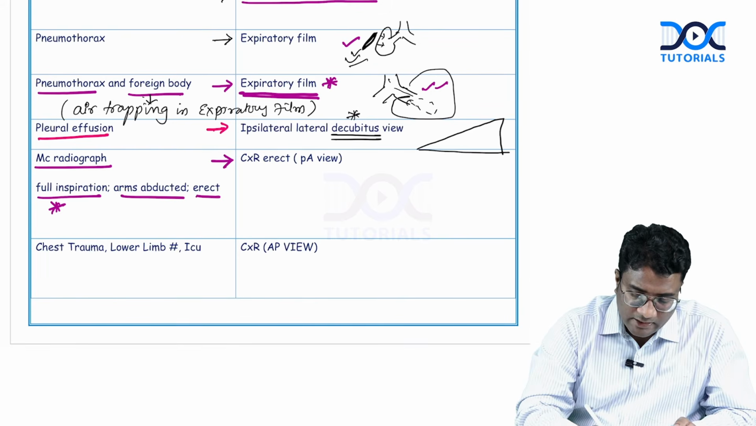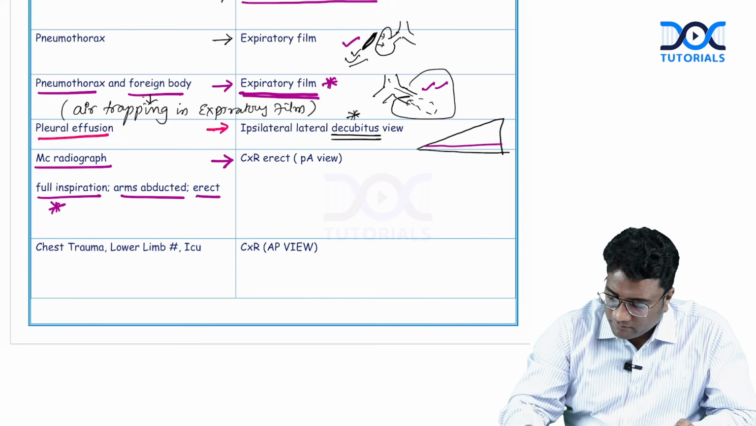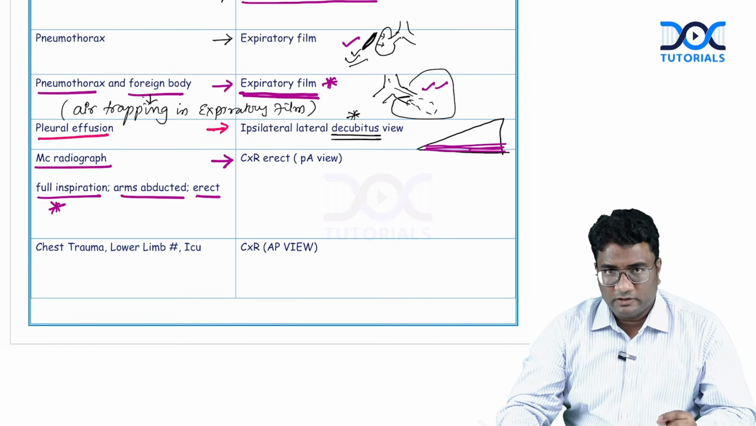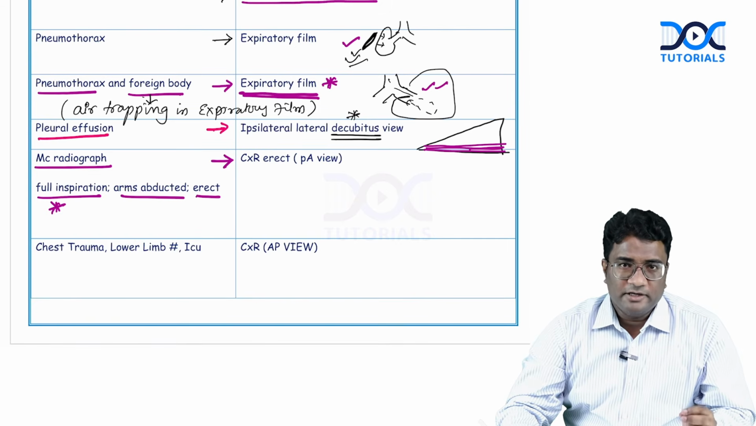So you will see the layering of the fluid there. You will see that the pleural fluid is layering like this when you go for a lateral decubitus view. Small amounts of fluid will also be nicely picked up on a lateral decubitus view.